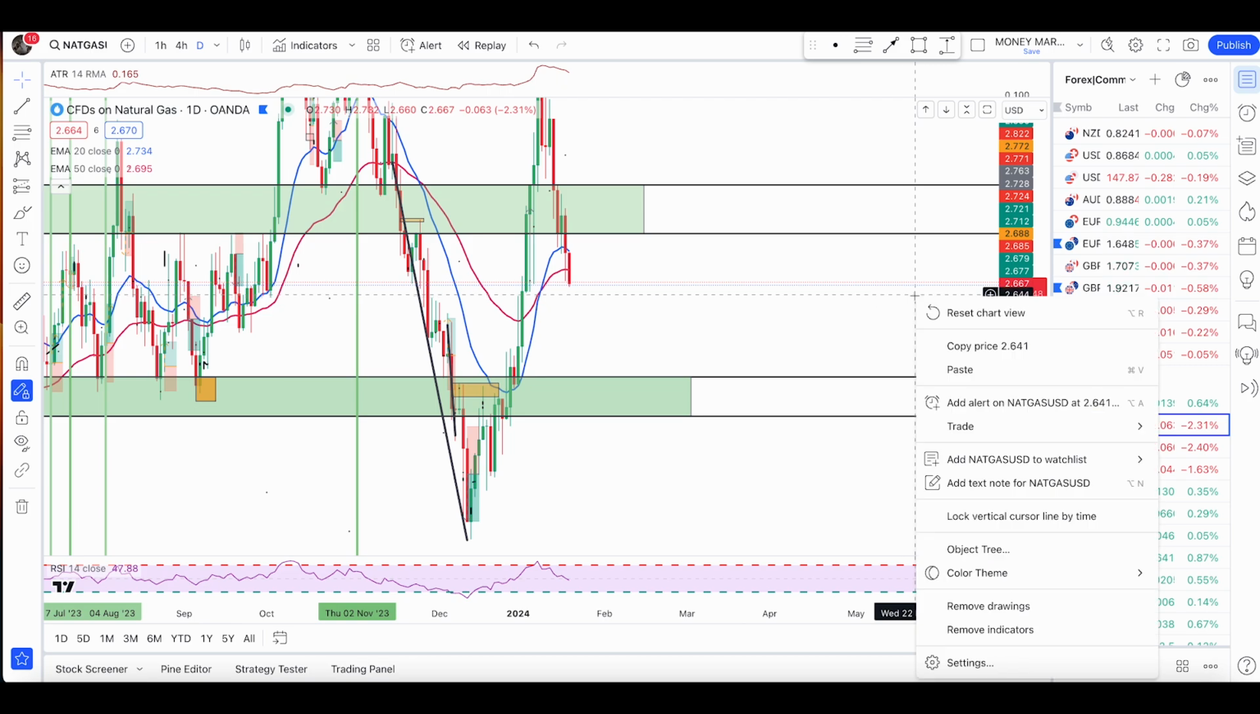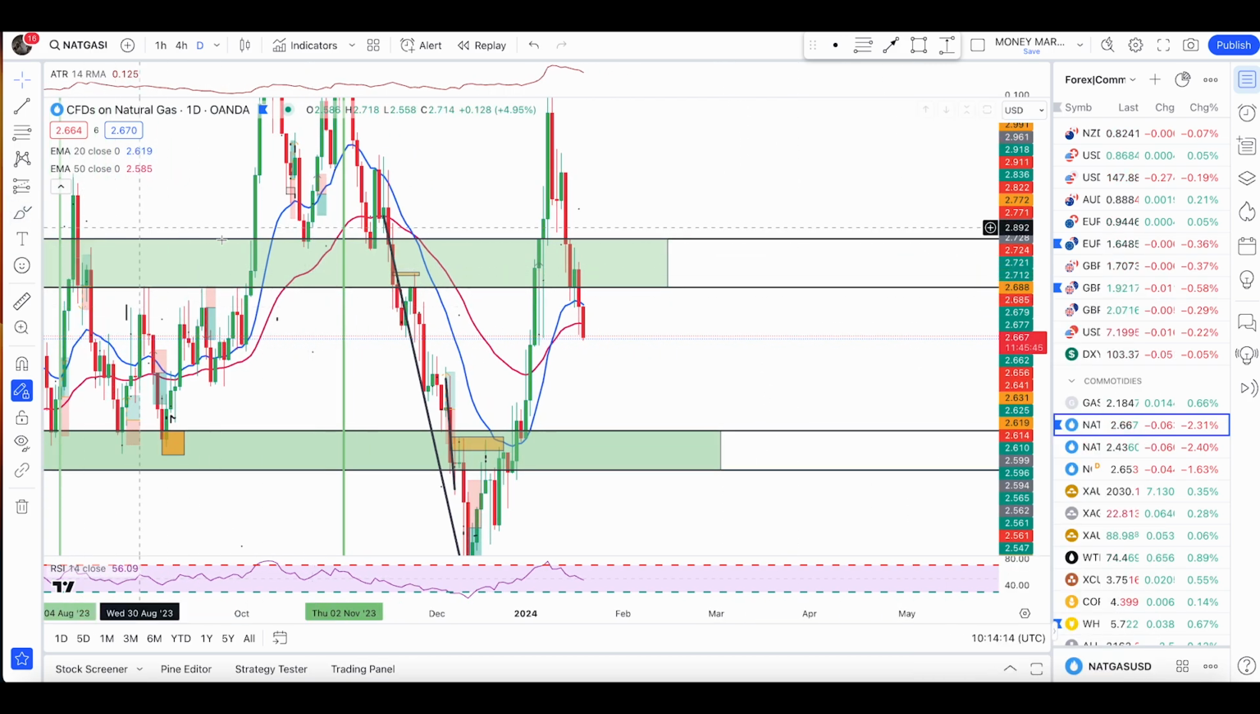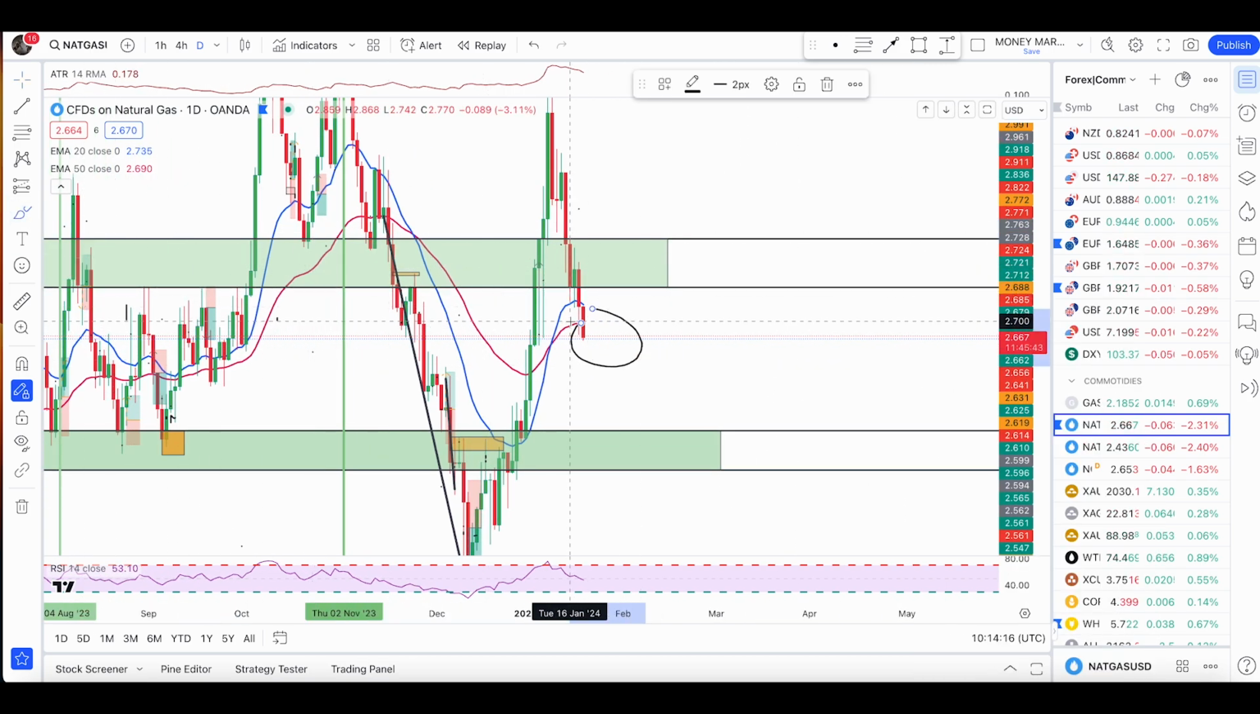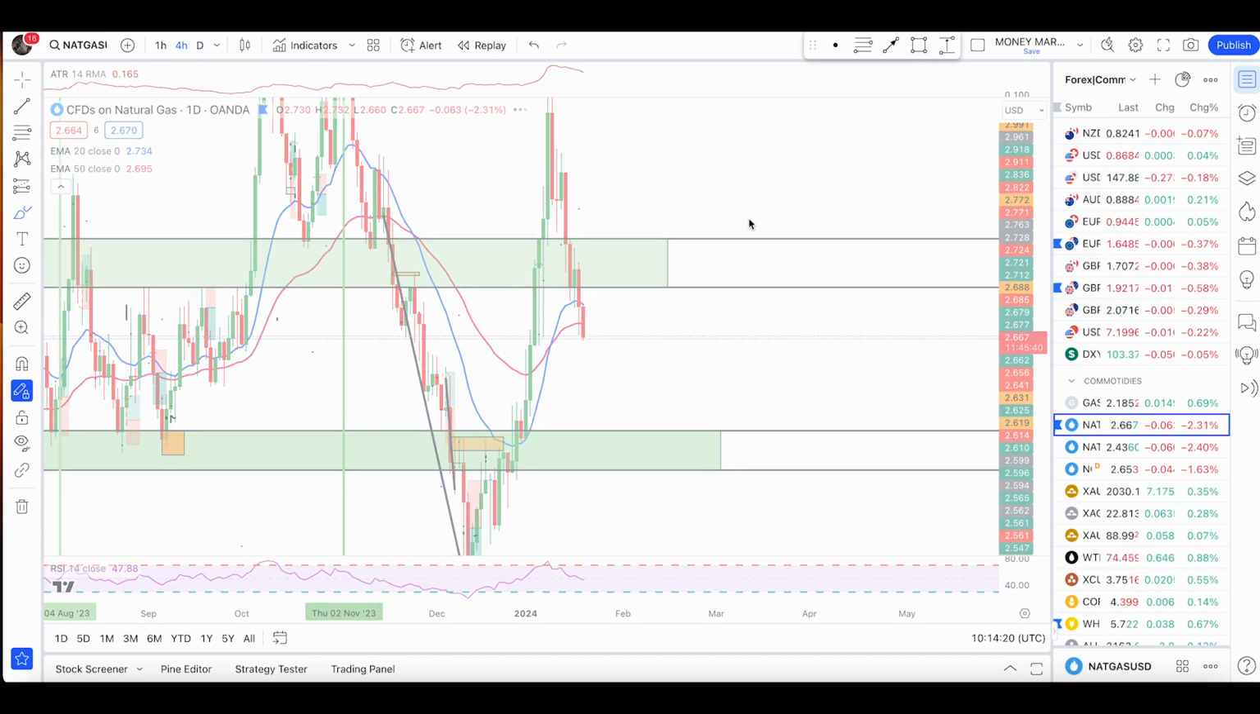Now I want to give you the condition first. Once this daily candle closes, what you can do for aggressive traders, I'm going to give you the aggressive entry first, then we're going to go through the less aggressive way to enter.